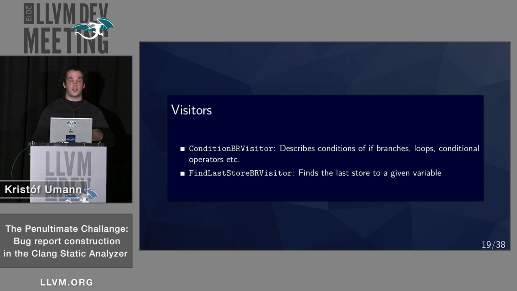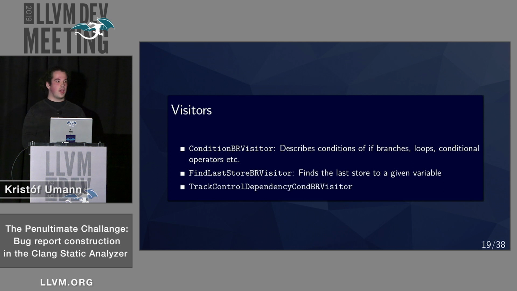It may be registered a number of times to always describe a specific variable. And the goal of this visitor is to find the last store to this variable. And since the backpath is linear and it contains every information that the analyzer gathered so far, it makes this visitor's job trivial in terms of arguing about data dependencies. And in order to complement this data dependency analysis, we also have a visitor for control dependency analysis.